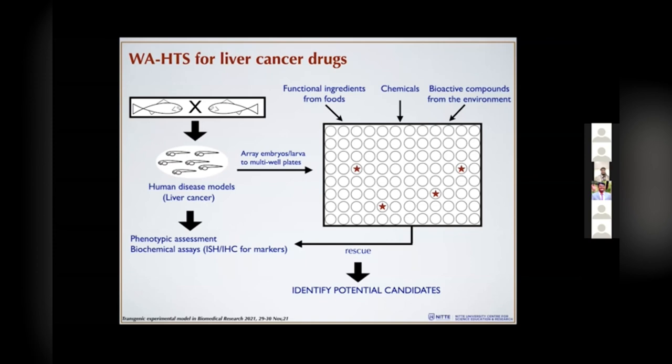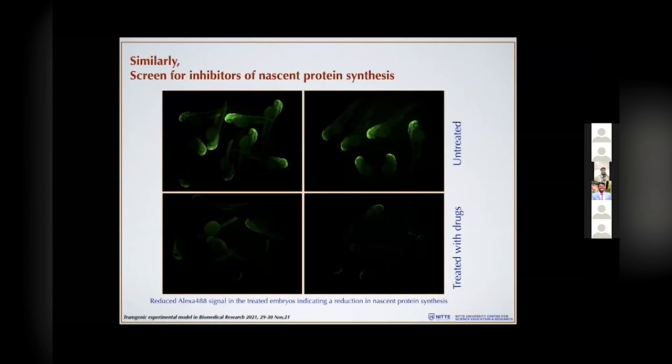So what do you do phenotypically? You just look at the size of the liver, you look at the nodules that are formed in the liver. You can also do biochemical assays. You can do immunocytochemistry for these markers. In parallel, you keep some untreated, and then you treat the others and see whether there is a difference. And if there is, then of course you are looking at potential candidates. And you can have plenty of good compounds which can be taken further. Next slide.